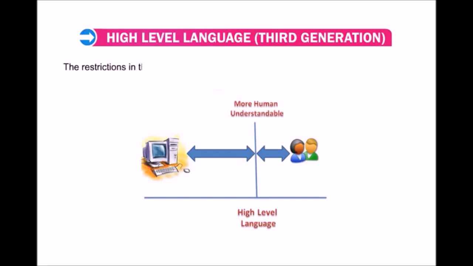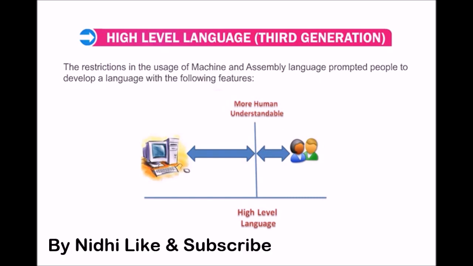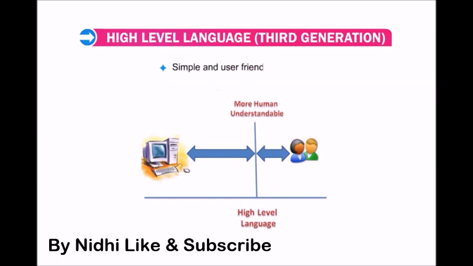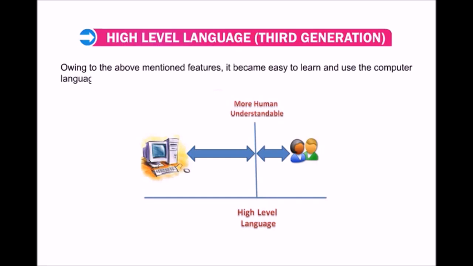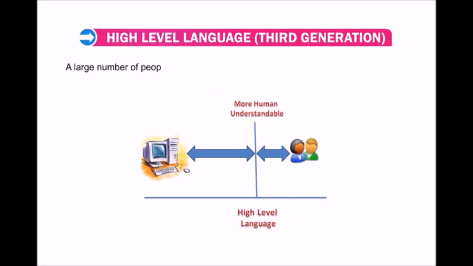The restrictions in the usage of machine and assembly languages prompted people to develop a language with the following features. Simple and user-friendly language which is machine independent. Owing to the above-mentioned features, it became easy to learn and use computer languages. A large number of people started writing computer programs using these languages. That is why it is known as high-level language, HLL.